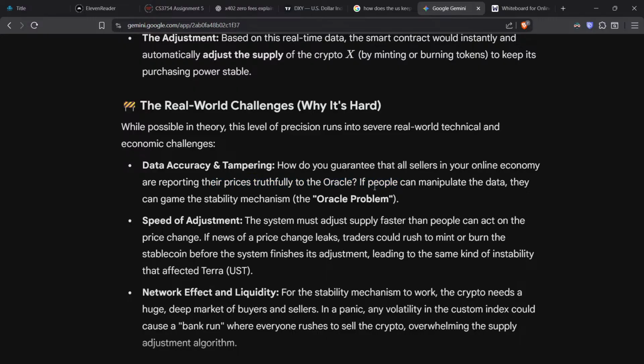Data accuracy: how do you guarantee that all sellers in your online economy are reporting their prices truthfully to the oracle? If people can manipulate the data, they can game the stability mechanism. That's true. The system must adjust supply faster than people can act on the price change. If news of a price change leaks, traders could rush to mint or burn the stablecoin before the system finishes its adjustment, leading to the same kind of instability that affected Terra.